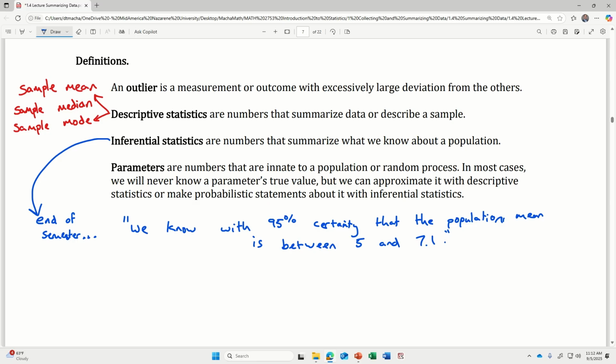I don't know exactly what it is, but I've said something about it, right? I've created a little interval, a little confidence interval is what you'd call that. And that's an example of inferential statistics. Any questions yet? Okay.